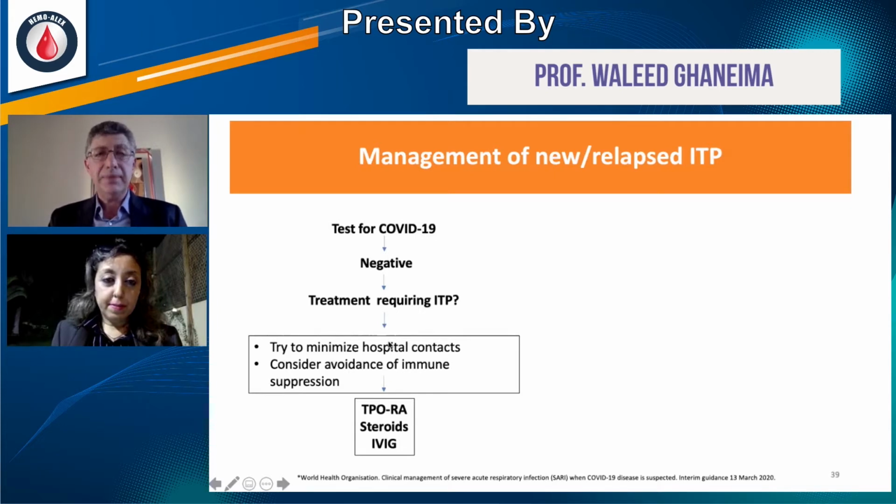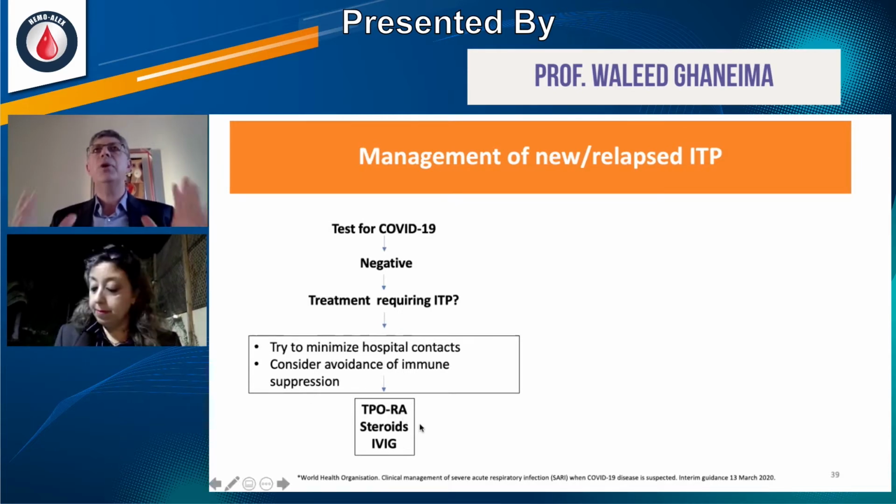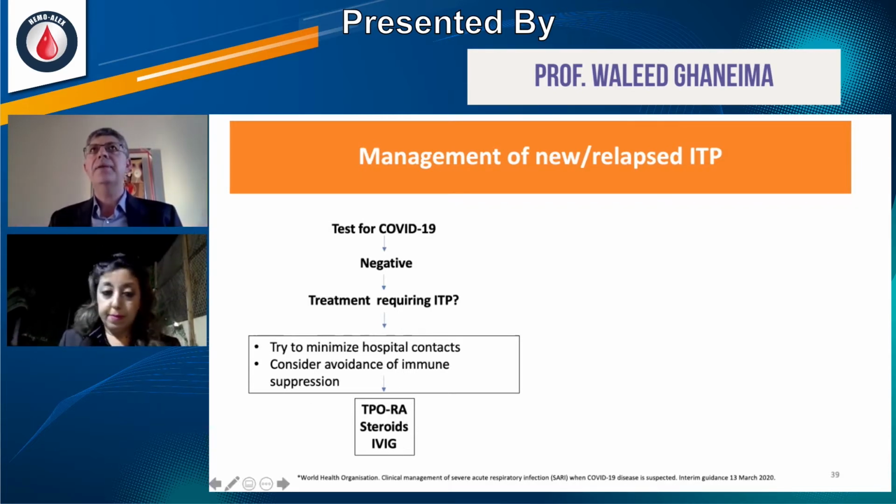If it's negative and the patient requires treatment, then try to minimize hospital contacts. We don't want to bring the patient often to the hospital and expose the patient to the risk of infection from other COVID-19 infected patients. So that's the main issue, how to reduce this. Probably TPO is the best option in that setting.